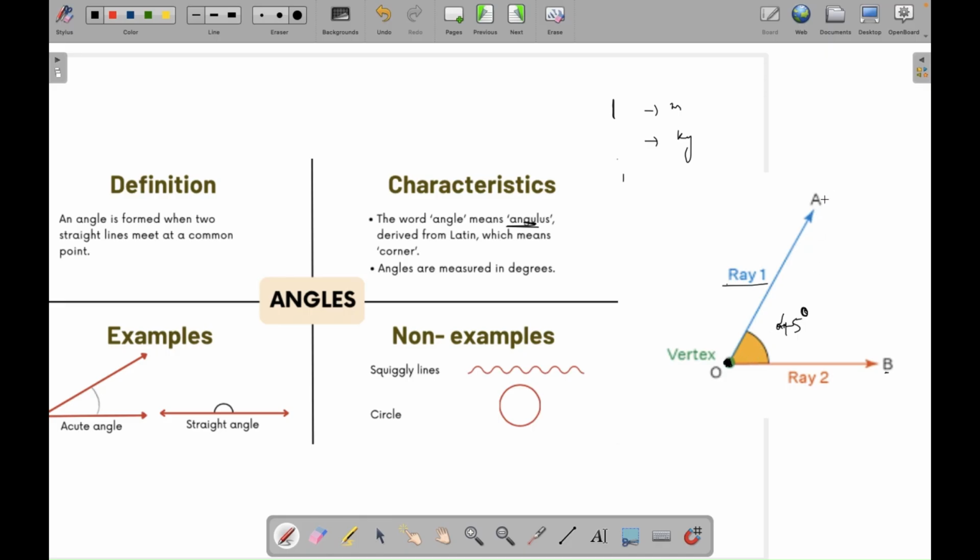And how do we call this angle? The symbol for angle is used, and then you use this first ray. So this is A, then the vertex O, and then B. So this is how you write it: angle AOB. This is how you represent an angle, and this is equal to 45 degrees. You can also start from here and write angle BOA, which is equal to 45 degrees. Both will mean the same thing. Okay, is this clear? Any doubt?